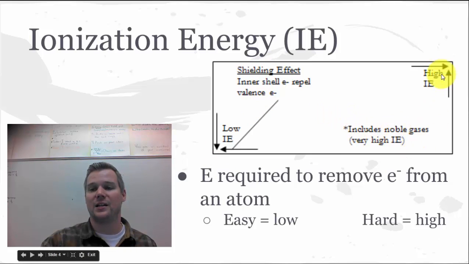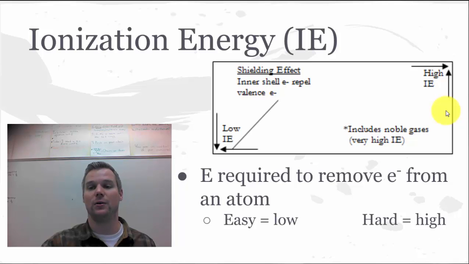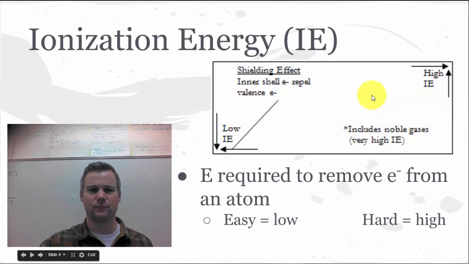This is also true for noble gases. Noble gases have very high ionization energy because they already have a stable octet of electrons, and they don't want to give up any electrons, so they're going to really hold on to those electrons tightly.